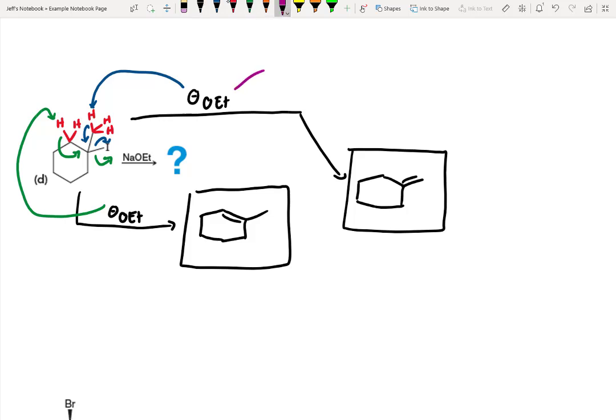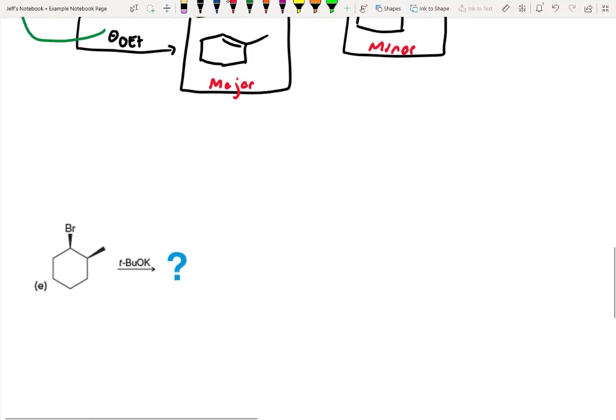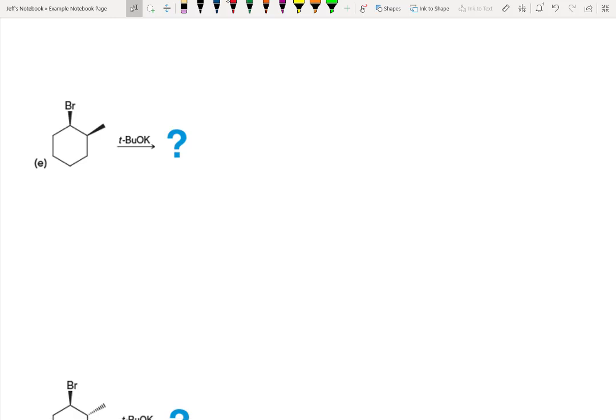Now again, we would have to analyze our base to really determine whether or not we would get our less substituted or a more substituted alkene. Because this is a small base, it's going to favor the formation of our more substituted alkene. So this would be our major product, and this would be our minor product. Again, the major product in this case would be our Zaitsev product, and the minor product would be our Hofmann product. All right. Let's try the next one.